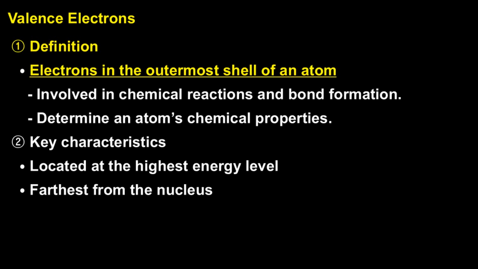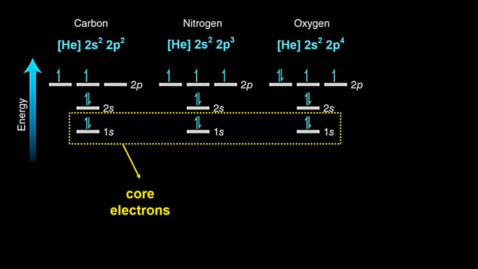First off, what exactly are valence electrons? They're the electrons found in the outermost shell of an atom, and they're the ones that participate in chemical reactions and form bonds with other atoms. Valence electrons also play a big role in determining the chemical properties of each element. Since they're located in the highest energy level, they're also the farthest from the nucleus, which makes them more likely to interact with other atoms.